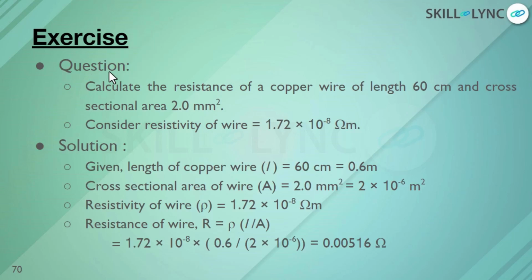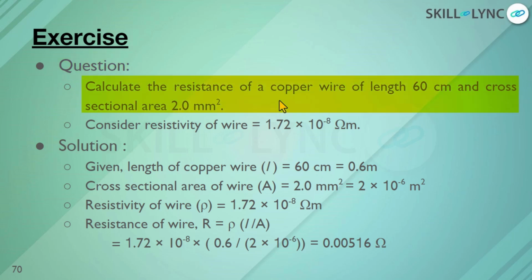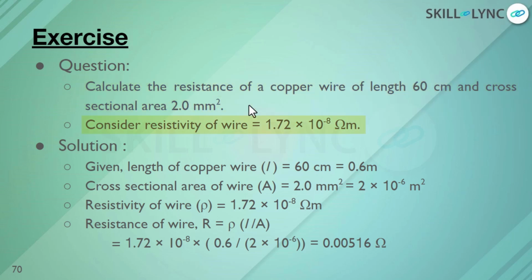Let's try to understand these concepts using an exercise. So, the question says, calculate the resistance of a copper wire of length 60 cm and cross-sectional area 2 mm square. Consider the resistivity of the wire to be 1.72 into 10 power minus 8 ohm meter. Thus, listing out the given conditions first.